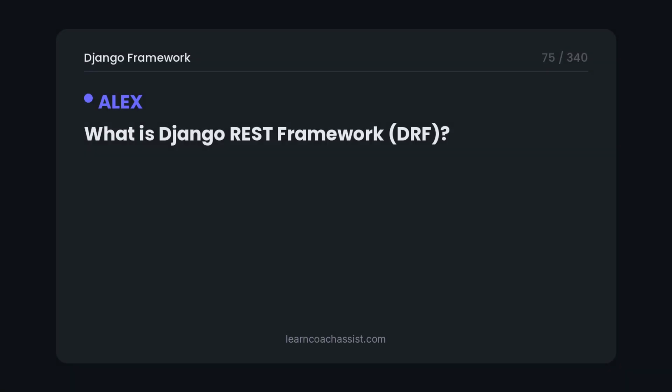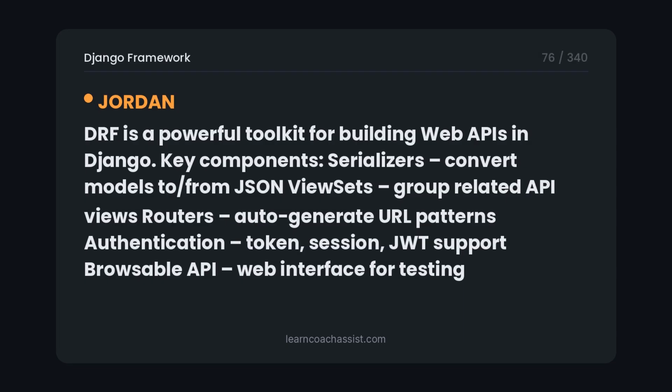What is Django REST Framework, DRF? DRF is a powerful toolkit for building web APIs in Django. Key components: serializers, which convert models to and from JSON; viewsets, which group related API views; routers, which auto-generate URL patterns; authentication, with token, session, and JWT support; and the Browsable API, a web interface for testing.